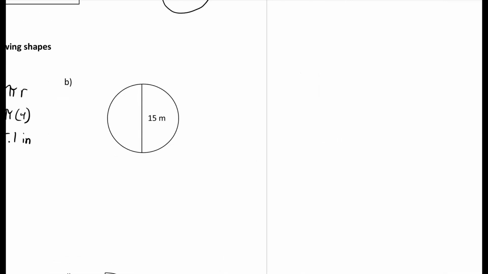For this example here, we have circumference, and we have 15, which is our diameter. So we're going to use C equals pi times the diameter. So C equals pi times 15. And we're going to find out that that equals 47.1 meters.